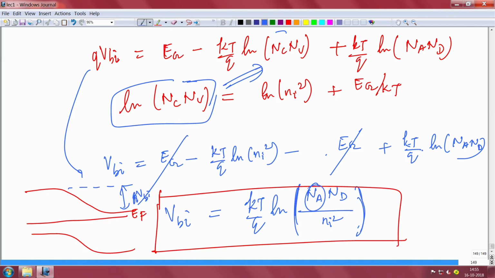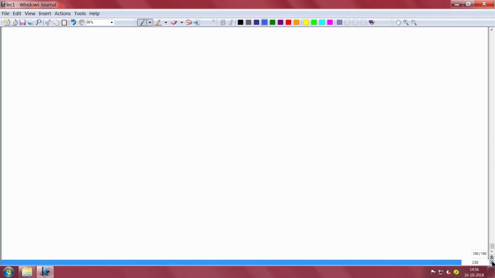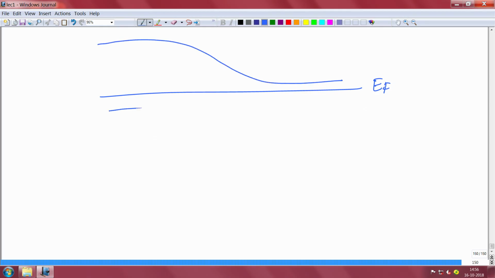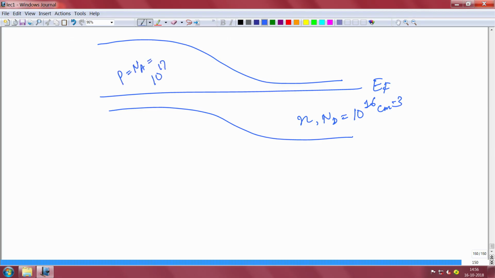Na is the doping on the p side, Nd is the doping on the n side. So the product of the doping divided by Ni square, the log of that value times kT will give you the built-in voltage. Let's take an example here. Suppose this is your Fermi level, this is the conduction band. Suppose this is n type doped 10 to the power 16 per centimeter cube, and this is p type doped, say, 10 to the power 17 per centimeter cube.